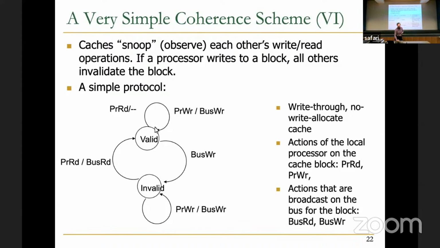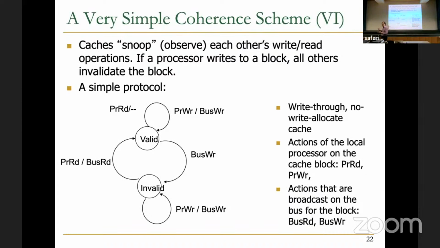If you have the block valid in your cache, and you want to do a read request, then you don't need to tell anyone. You just read the block, because the protocol ensures that valid state means that the data that you have is up to date, and memory also has the data. There might be other processors who have the data also, but you don't care about them, because everybody has the same copy.